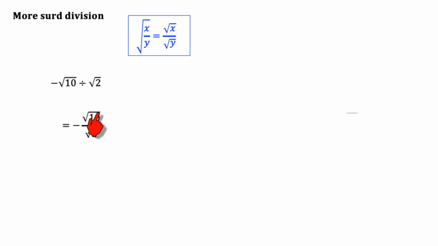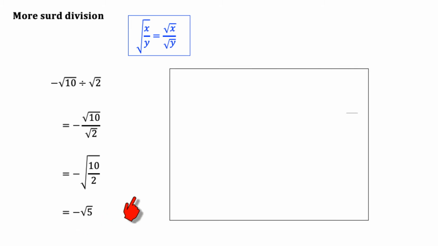Now this part, the root 10 over root 2, I can take a fraction that has roots on the top and bottom and undo it or rewind it back into something like this. So I could rewrite this section as the square root of 10 over 2. These two pieces are the same. Root 10 over root 2 is the same as the square root of the whole fraction. Now 10 over 2 is 5, so I can simply write the section inside the square root there as 5. My answer is negative root 5.